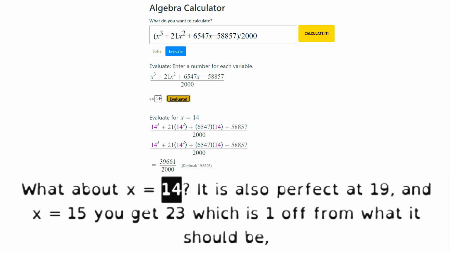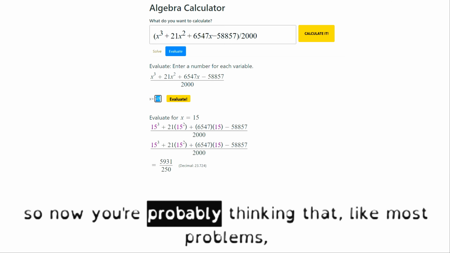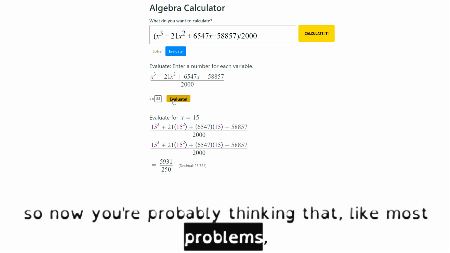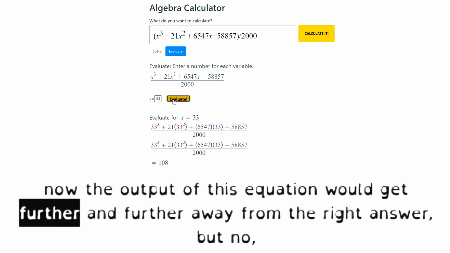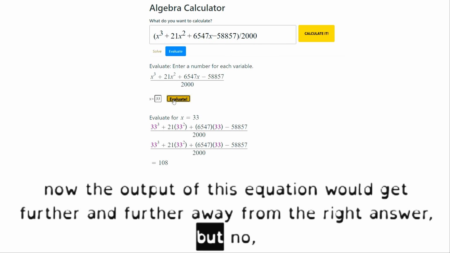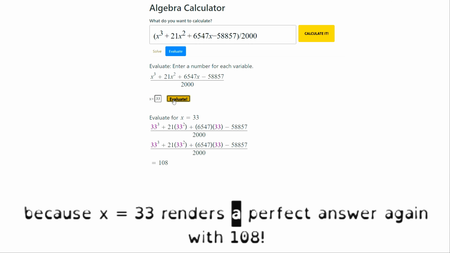What about x equals 14? It is also perfect at 19, and for x equals 15, you get 23, which is 1 off from what it should be. So now you're probably thinking that, like most problems, the output of this equation would get further and further away from the right answer, but no, because x equals 33 renders a perfect answer again with 108.